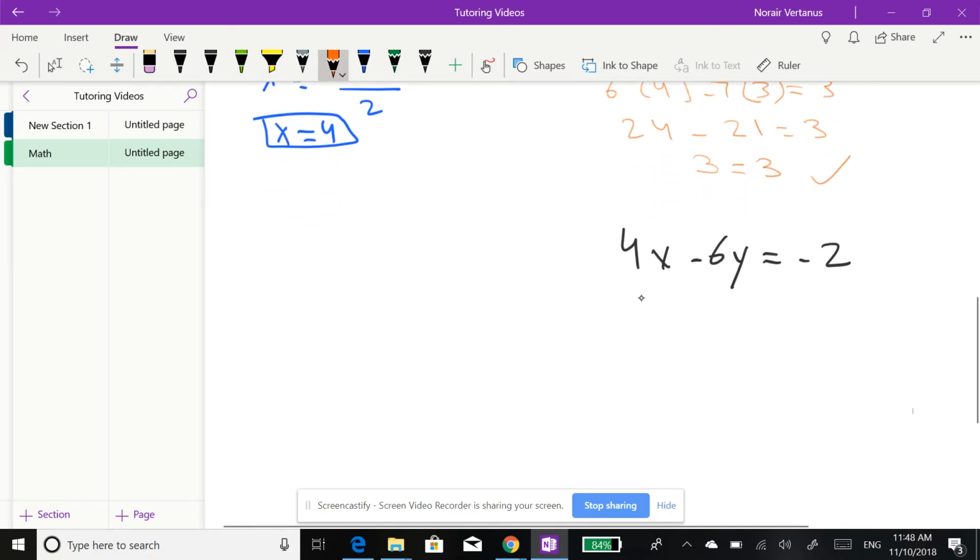So again, 4 times x, which was 4, and 6 times y, which was 3. We should get negative 2. 4 times 4 is 16, minus 3 times 6 is 18. We should get negative 2. 16 minus 18 is negative 2. See, awesome. So it verifies our work. Done.